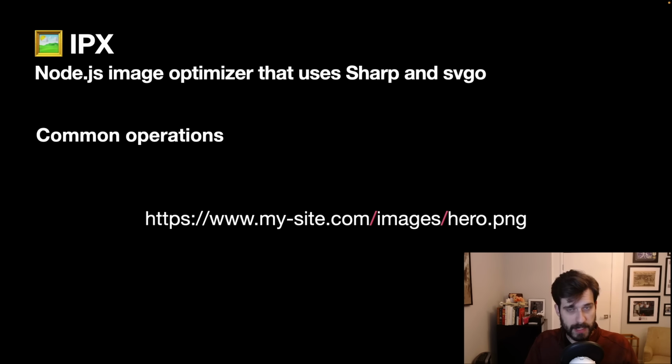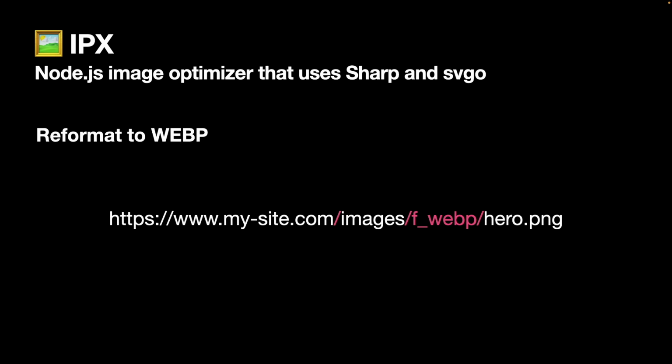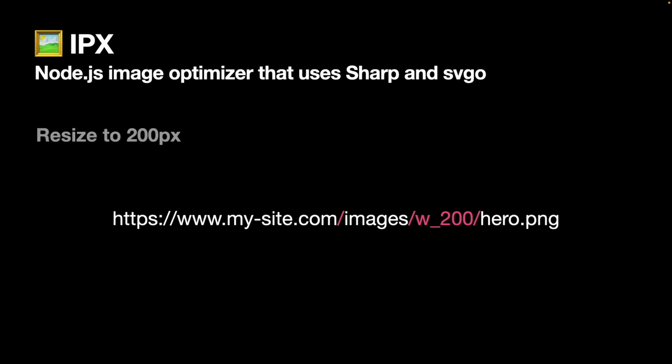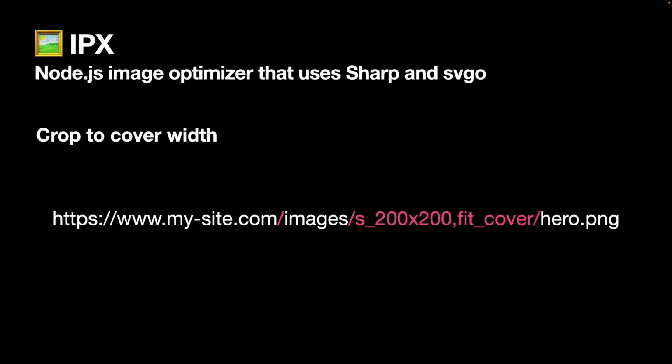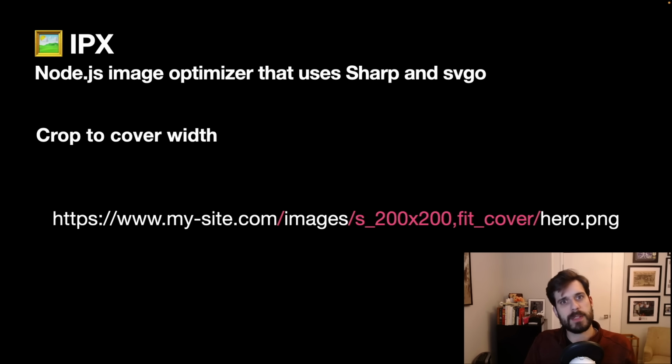So what kind of optimizations can we do? Well, we can reformat the image, we can resize the image, we can also crop to cover a specific dimension for wherever it is the image is being rendered. And this is just a subset of the things that you can do with IPX. So again, IPX is a Node.js image optimizer. It runs on a server. You can configure it to intercept routes so that when an image is requested, instead of serving that image, you serve a transformed and ideally optimized version of the image that's being requested.